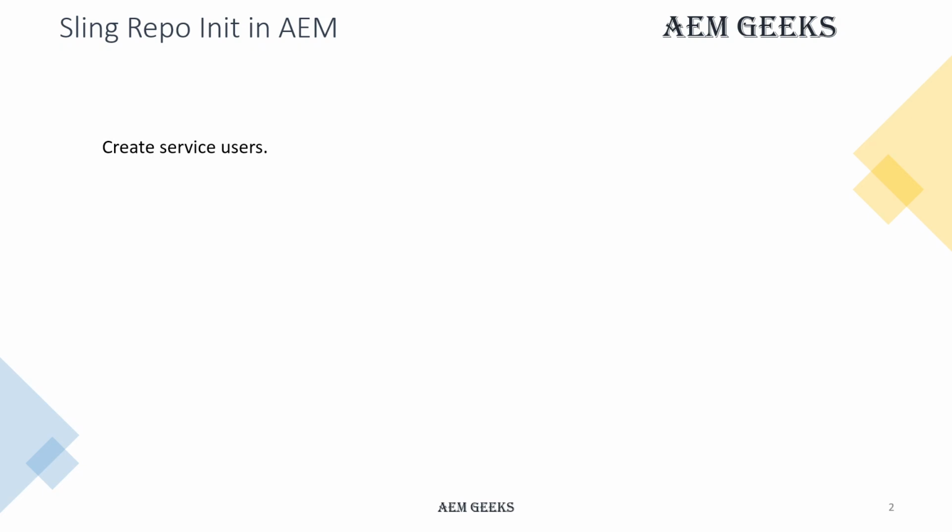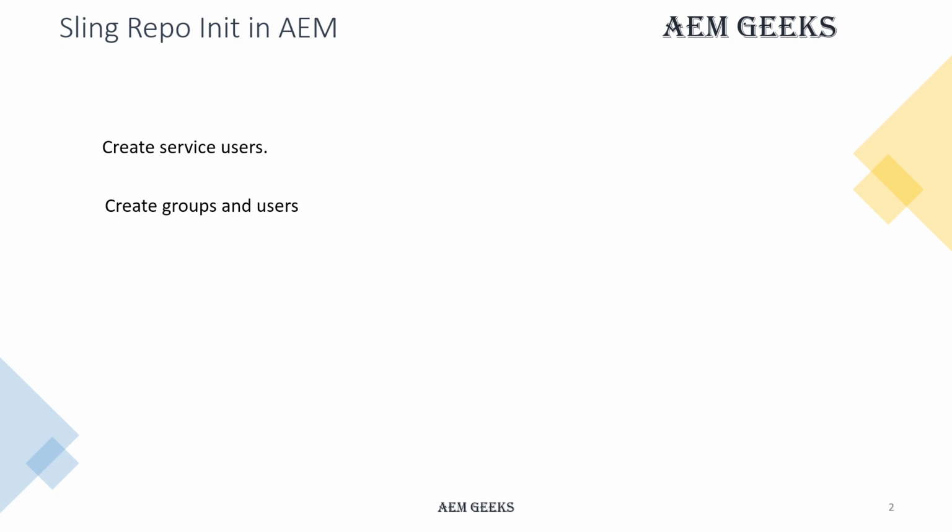Another one is ACS Commons. You can create one configuration of ACS Commons and deploy that configuration along with the code base, and your service user will be created. But just to create a service user, you have to maintain ACS Commons, which is a heavy solution.